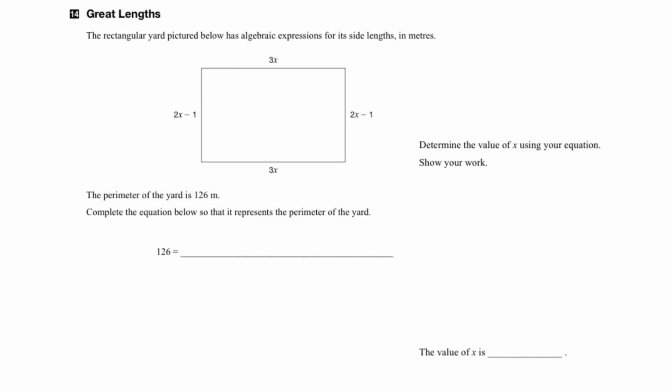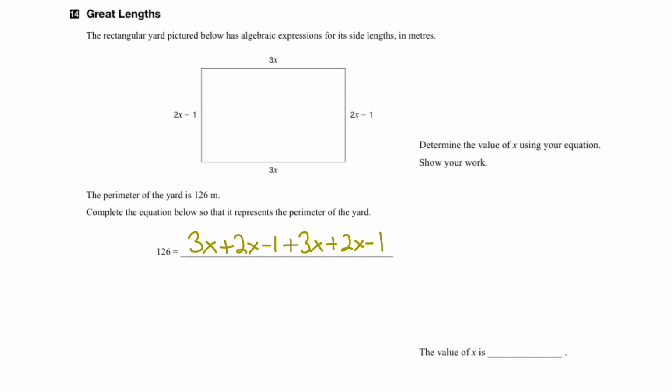Well, perimeter is the distance around the outside of the rectangle. In other words, the length plus the width plus the length plus the width. So the perimeter of 126 is equal to the length, which is 3x, plus the width, 2x minus 1, plus the other length, 3x, plus the width, 2x minus 1. And this should all equal our perimeter, which is 126 meters. Next, we have to determine the value of x.